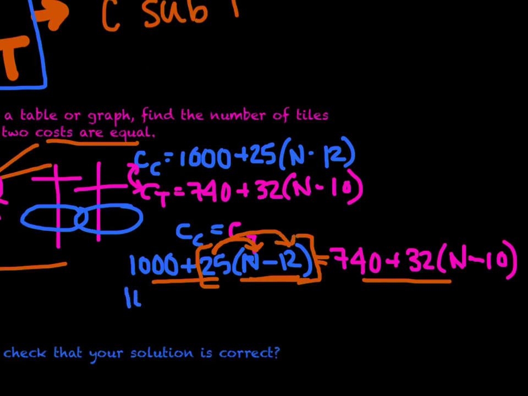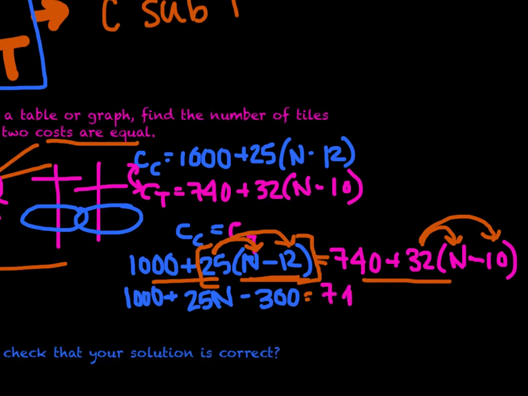So we could write 1,000 plus 25 times n is 25n, and 25 times a negative 12, which is negative 300. And that's all equal to 740 plus 32 times (n minus 10). So we need to do a little bit of distributing here as well. So we get 740 plus 32 times n, or 32n, and then 32 times a negative 10, which is negative 320. Let's finish up this math work.